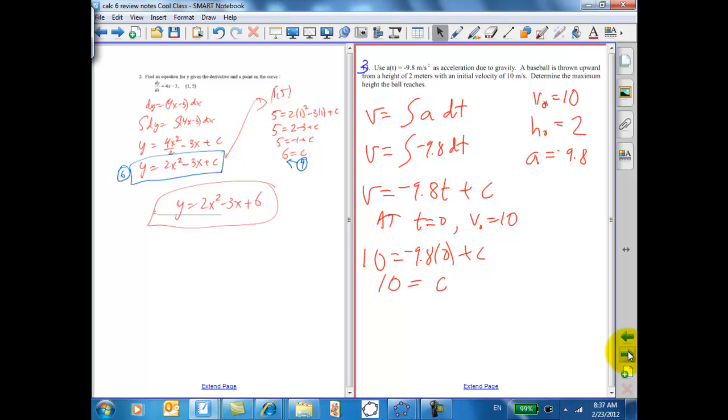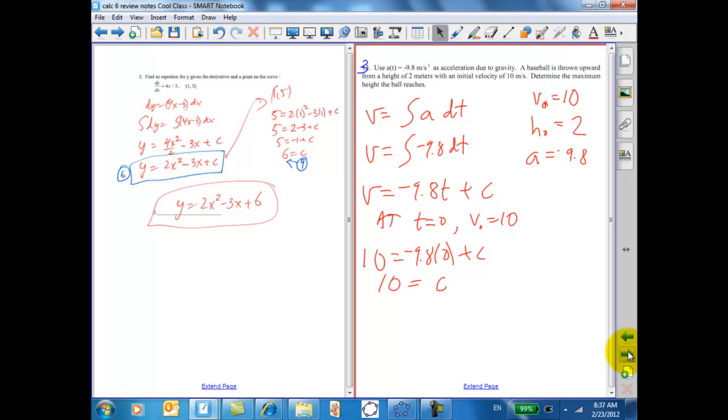Okay, this is like the moon problem you did in WebAssign. Notice working backwards here. You take the antiderivative of acceleration to get to velocity, and the antiderivative of velocity to get to height or displacement. So this was the first step. And notice I put a thing in here now.